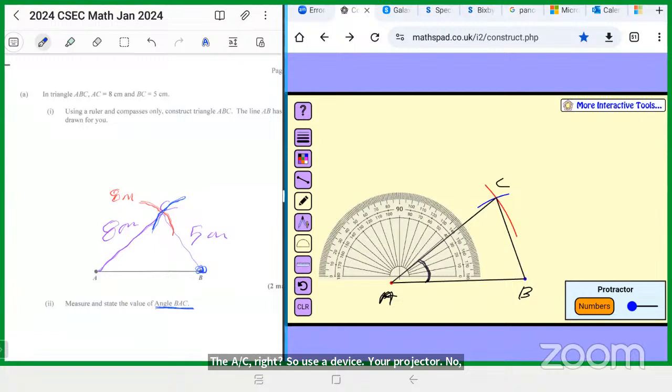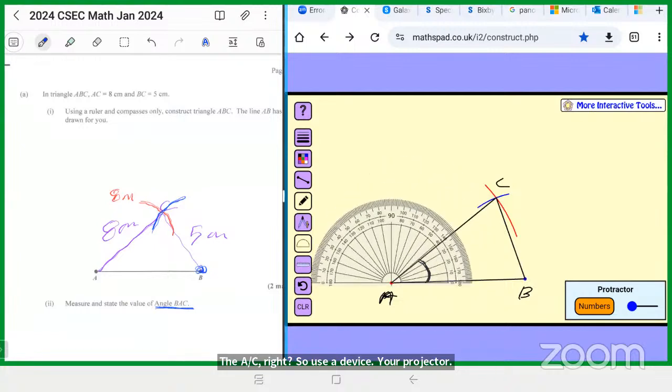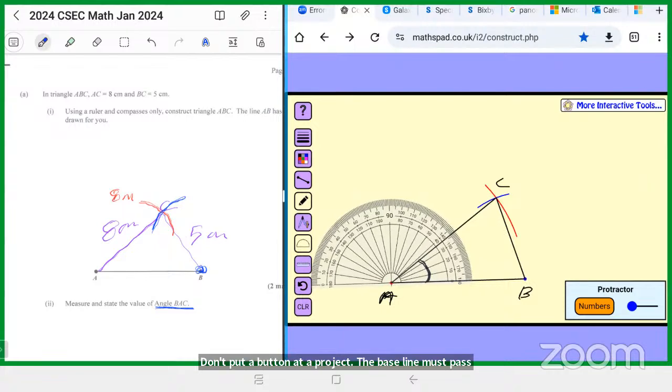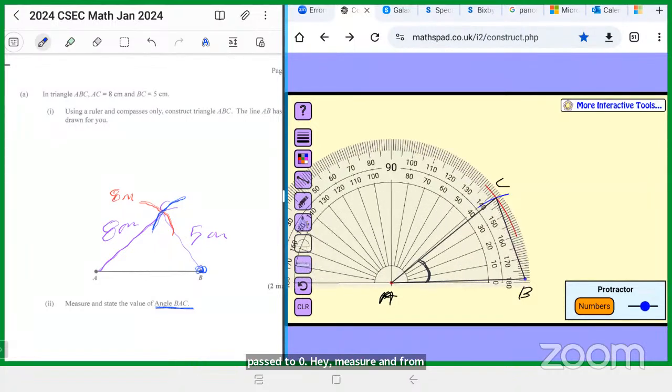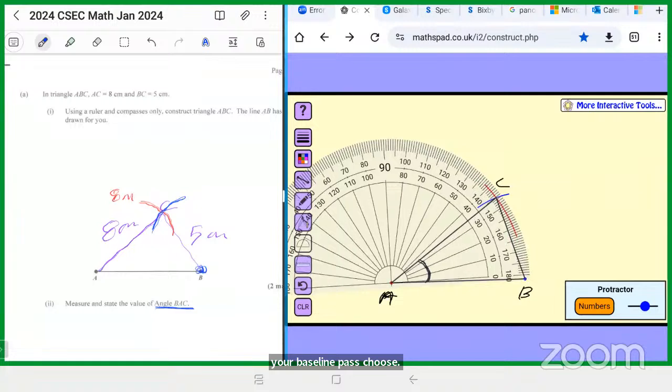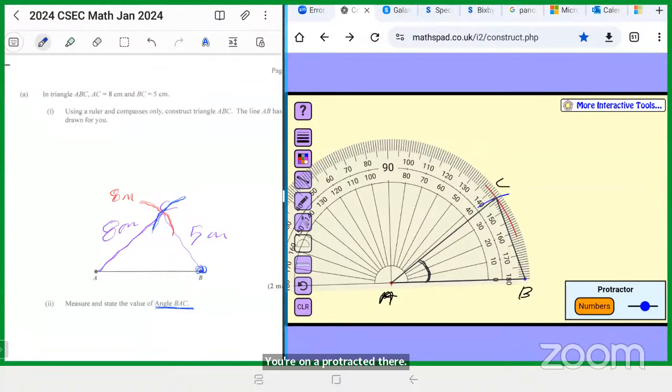Now, remember, you have to put the eye of the protractor on the point, not the base of the protractor, not the bottom, like down here. The baseline must pass through 0. Make sure your baseline passes through 0. See the 0 on the protractor there? The baseline that you're measuring from must pass through that 0. Then make sure you read the 0 scale. The protractor has 2 scales. On this one, the 0 scale is on the inner one, so measure on the inner one. The outer scale is the 180 degrees going down from 180. So you really want to be measuring from the 0 up.